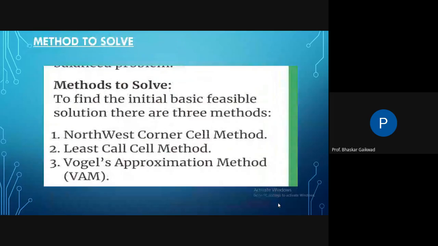Now the methods to solve transportation problems. Here three methods are there: the northwest corner cell method, the least cost cell method, and Vogel's approximation method, VAM. Correct, so three methods are there. We will go through one problem and follow all three methods so that it is very easy to understand.